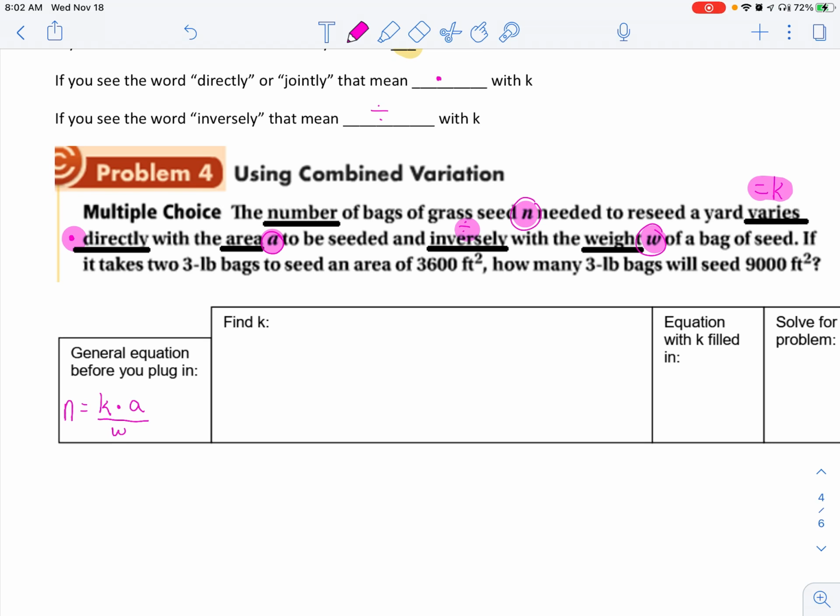Now I'm going to find K. It takes 2 3-pound bags to seed an area of that. So N is 2, that's for N. 3 pounds is weight. 3,600 is area. Let's find K. So instead of writing N equals, I'll write 2 equals. I don't know what K is. Fill in area with 3,600. Divide by W of 3. Okay. Multiply by 3. 6 equals K times 3,600. Divide by 3,600.